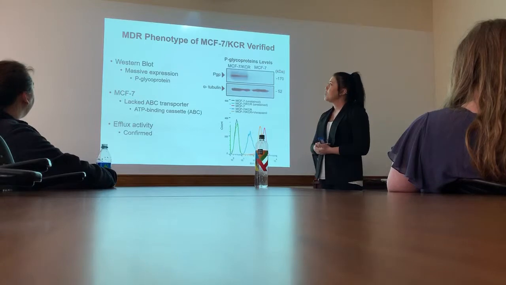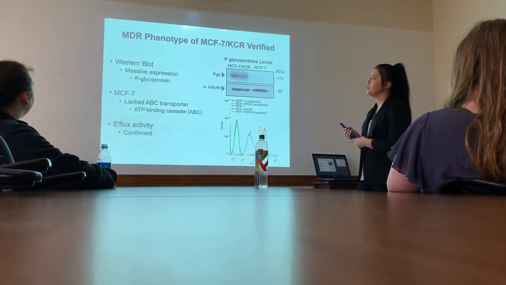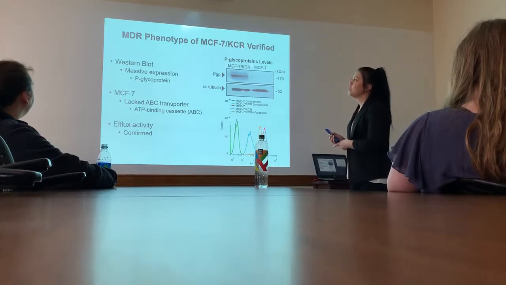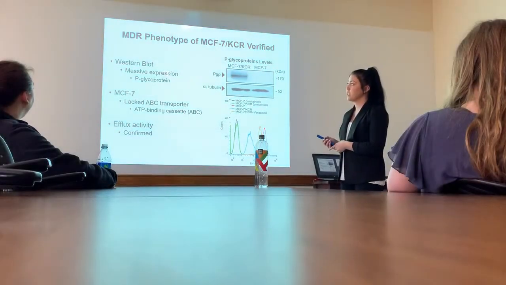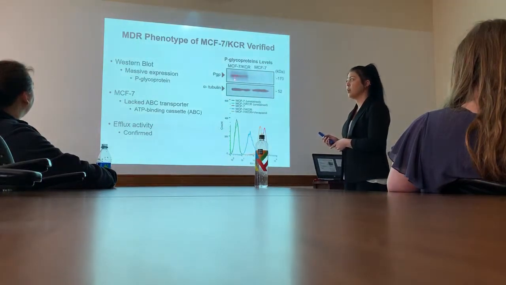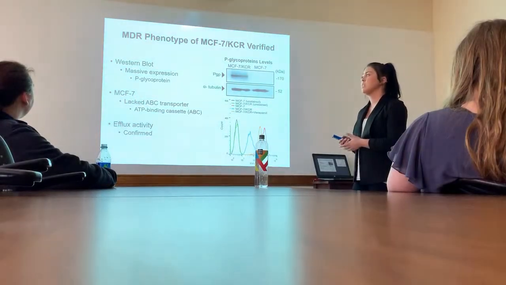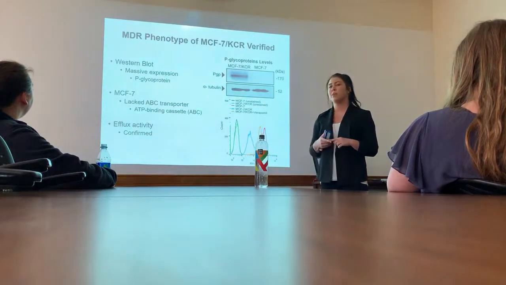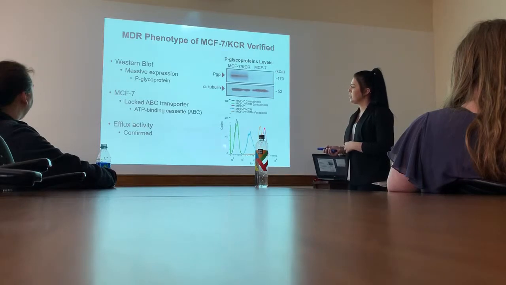The MDR phenotype of the MCF7 KCR was verified, and that is going to be the drug-resistant cell line. And that was verified through the Western blot. So you can see that the P-glycoprotein is shown here within the drug-resistant cell line, but not in the drug-sensitive. So there was massive expression of that P-glycoprotein. But the MCF7, the sensitive cell line, lacked the ABC transporter, which is the ATP binding cassette. And then the efflux activity was confirmed in this graph here.